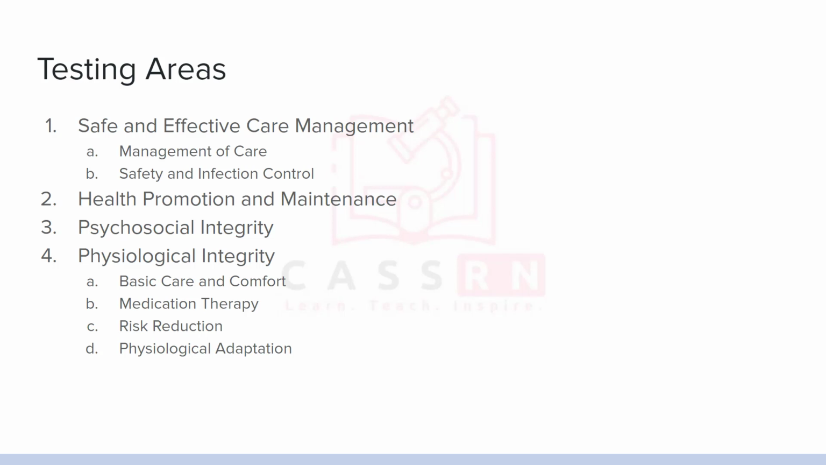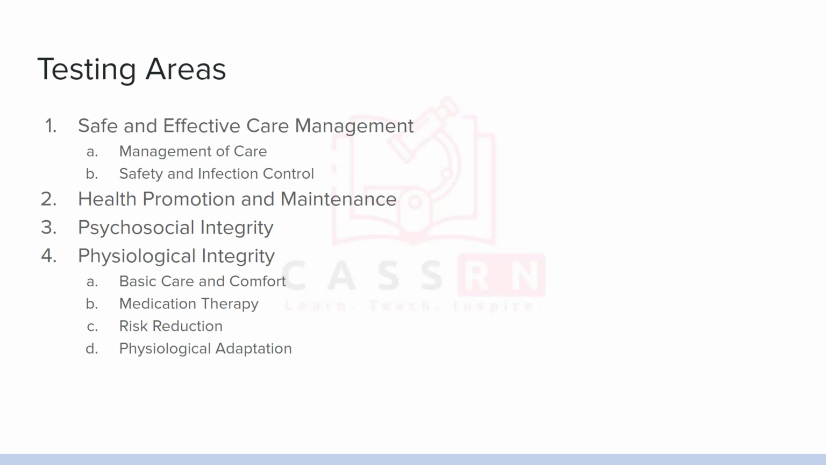Each of these categories has a percentage of weight on the test. The biggest one that you're going to see is management of care, which is 17 to 23%. Safety and infection control is 9 to 15%. Health promotion is 6 to 12%. Psychosocial integrity is the same, as well as basic care and comfort. Then with pharmacological and parenteral therapies, you'll get 12 to 18%. Reduction of risk potential is 9 to 15%, and physiological adaptation is 11 to 17%.